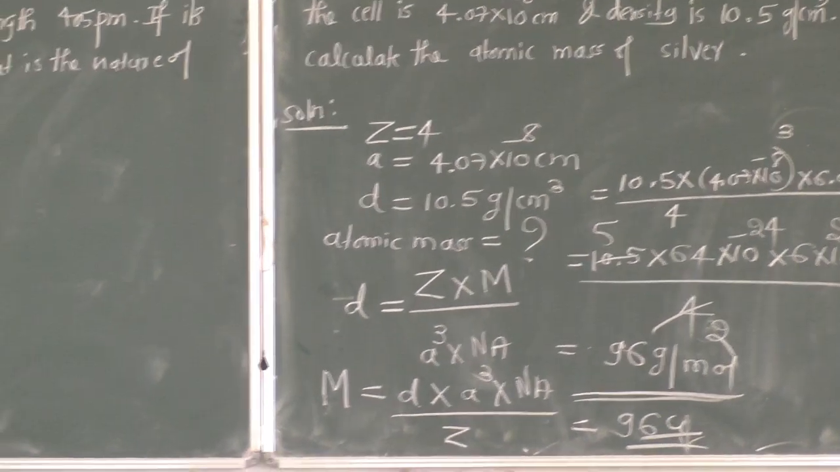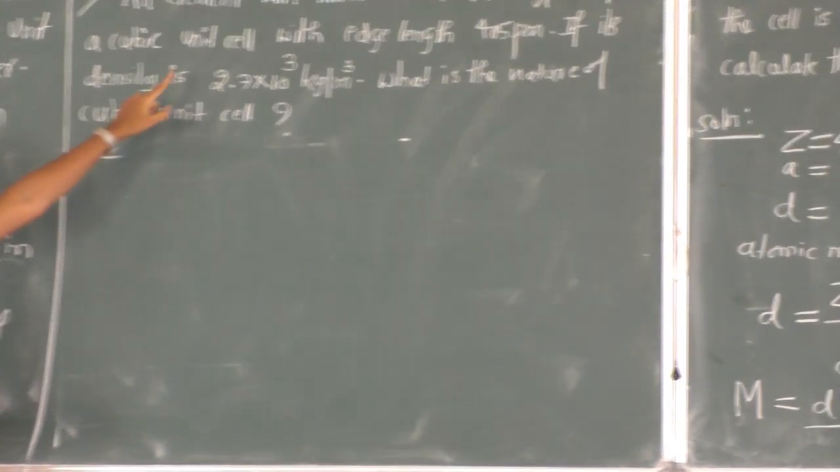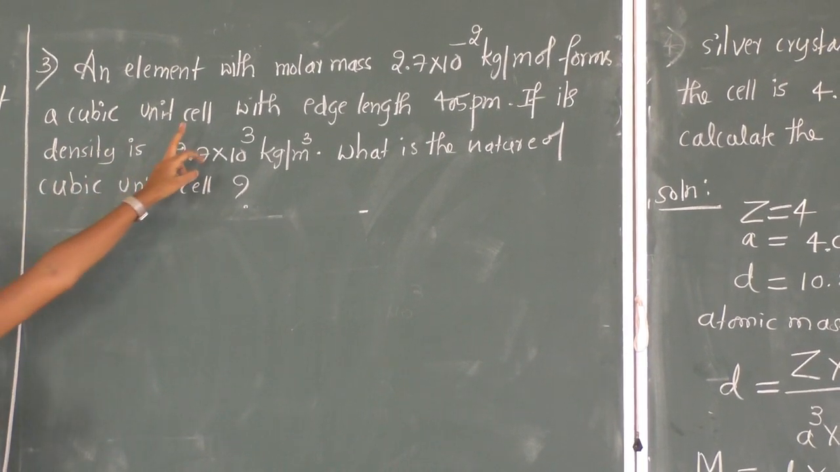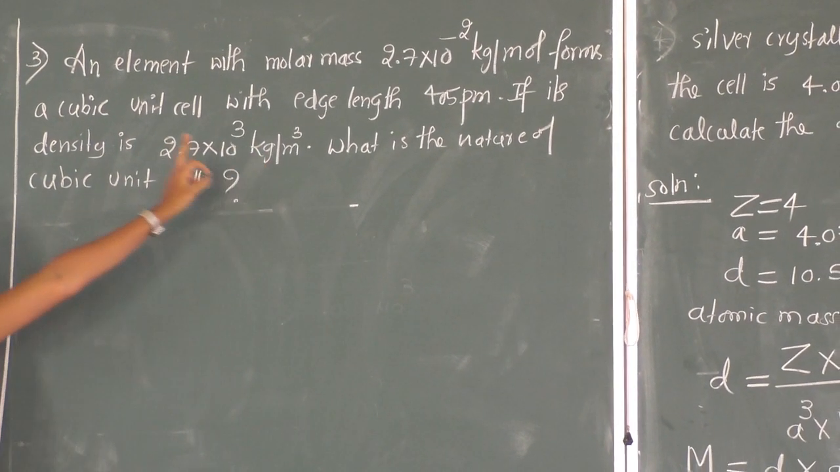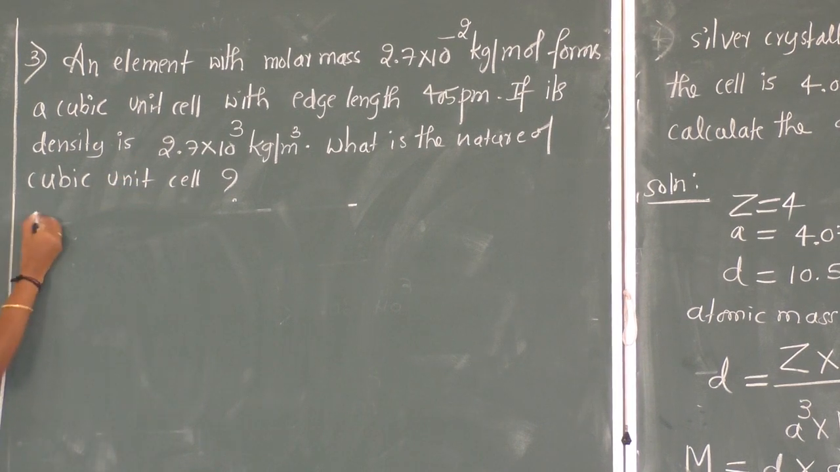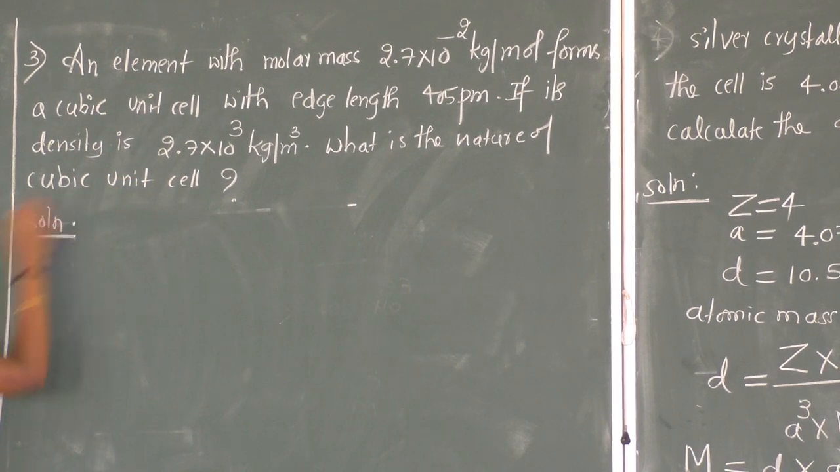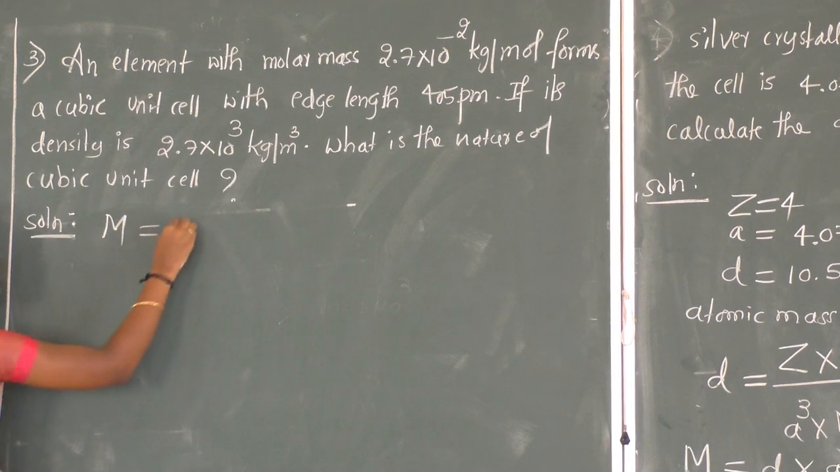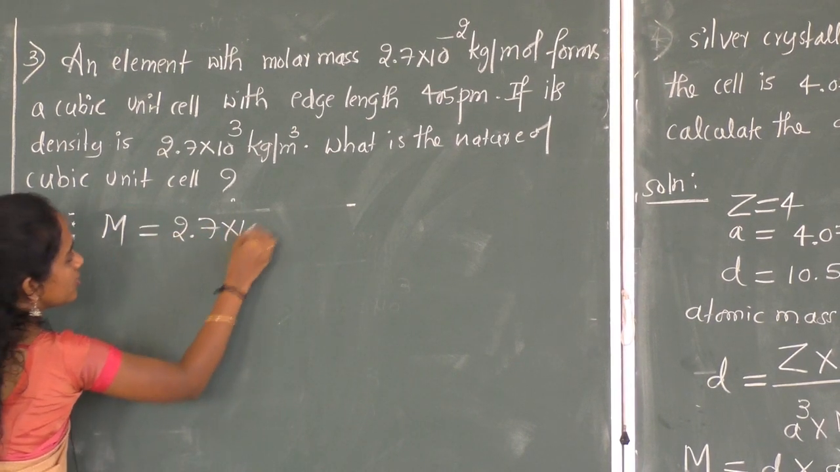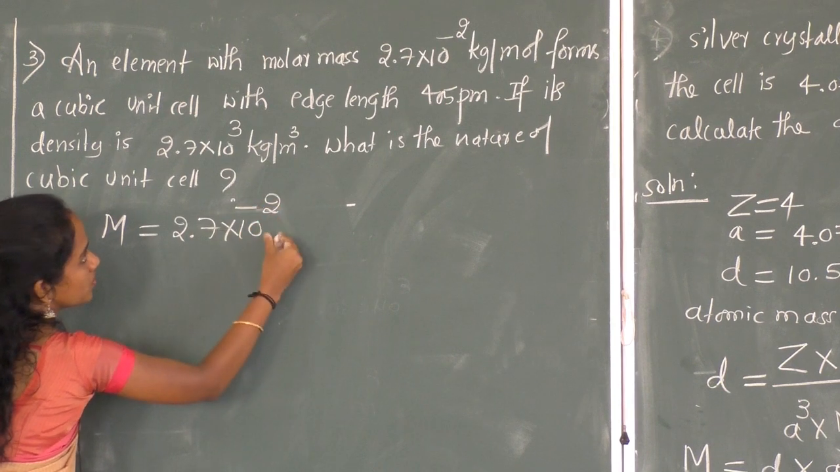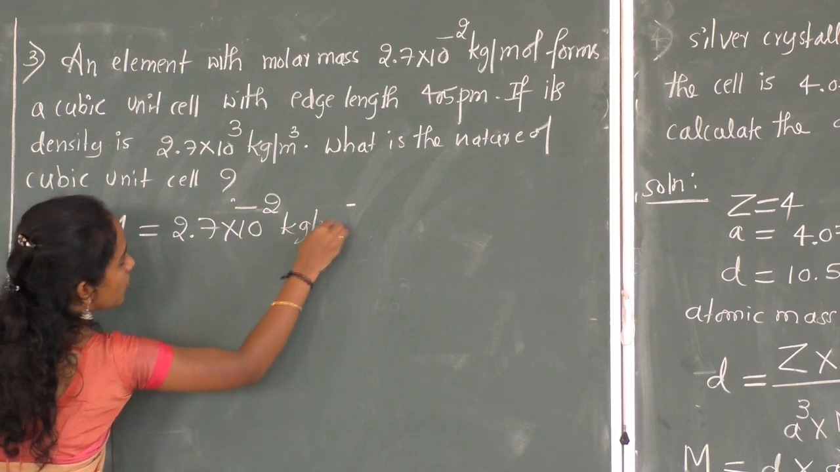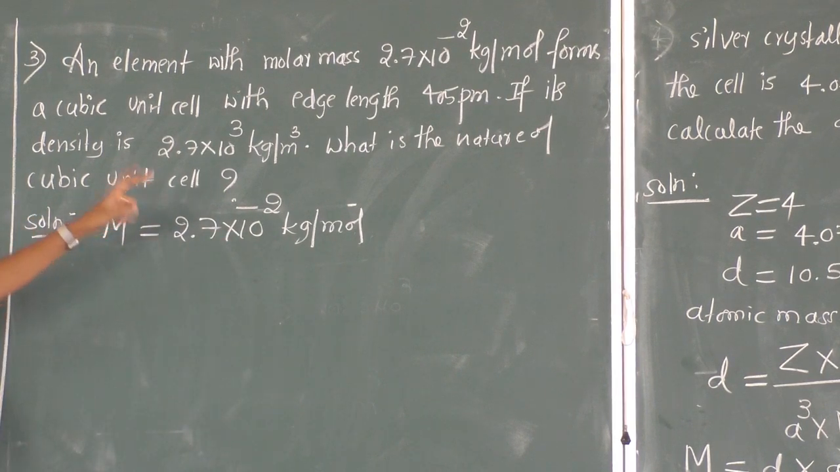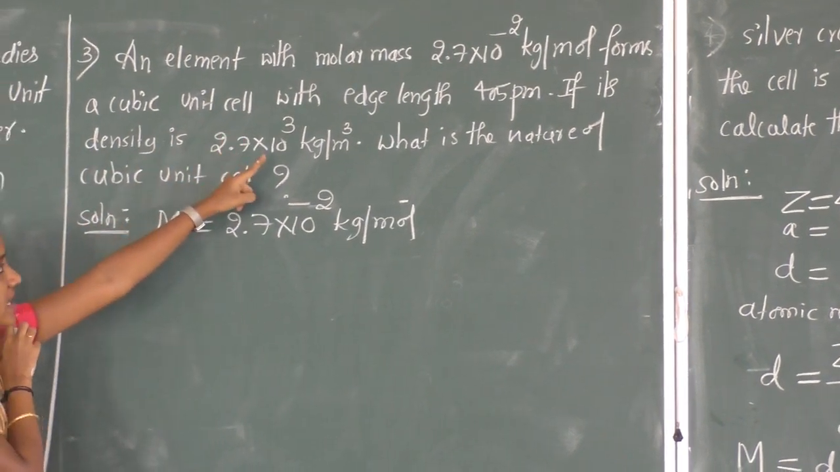Now consider this problem. An element with the molar mass. So its molar mass is given how much? 2.7 into 10 to the power minus 2 kg per mole. Molar mass is in kg now. Forms a cubic unit cell.